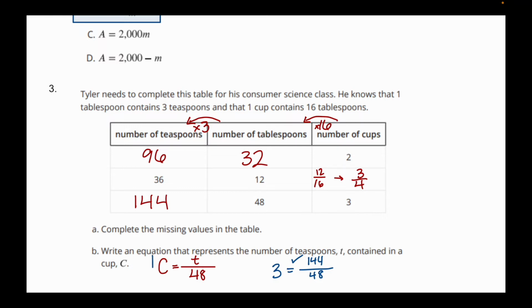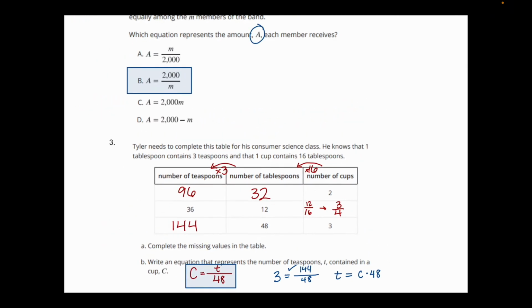Since they wanted the answer to B in cups, that's why I have it solved for C, but it is still equivalent if we say that the number of teaspoons is the number of cups multiplied by 48. These are equivalent equations. They represent the same thing, they're just reorganized. But I would still say that the answer to this one is probably C equal to T divided by 48. So that's the end of the first page.